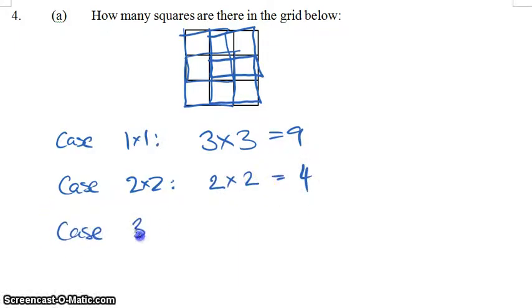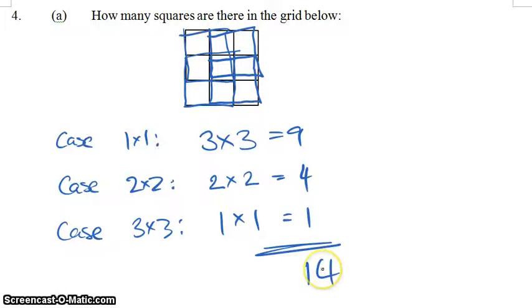What about 3 by 3? Again, you can just count this off. I need the entire grid. I need all 3 rows across, all 3 rows up. There is 1. So the total number, because I'm splitting it into cases, I add these together, the total number is 14.